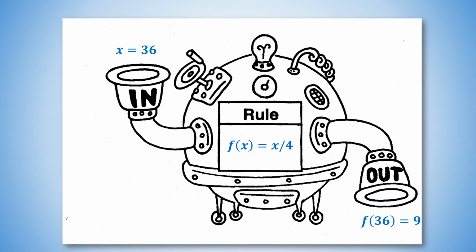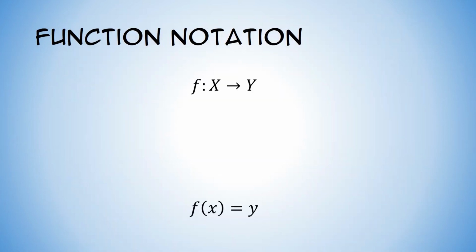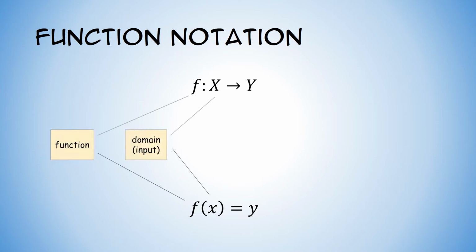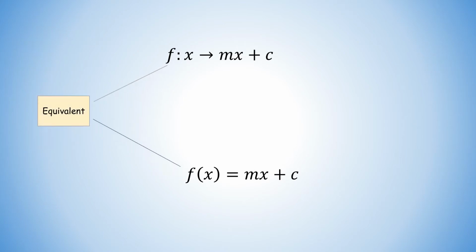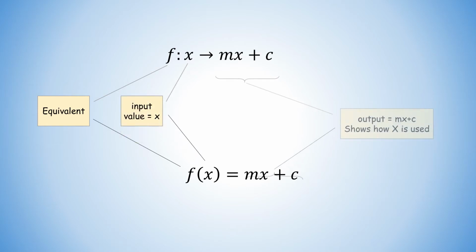A function, read f of x, can be denoted in two ways, although we usually use the second method. This simply means that the function f is bringing an object in the domain x into the codomain y. For example, both of these functions, where m and c are constants, are equivalent representations, and they just mean that for a certain input value x, our function yields the result mx plus c.